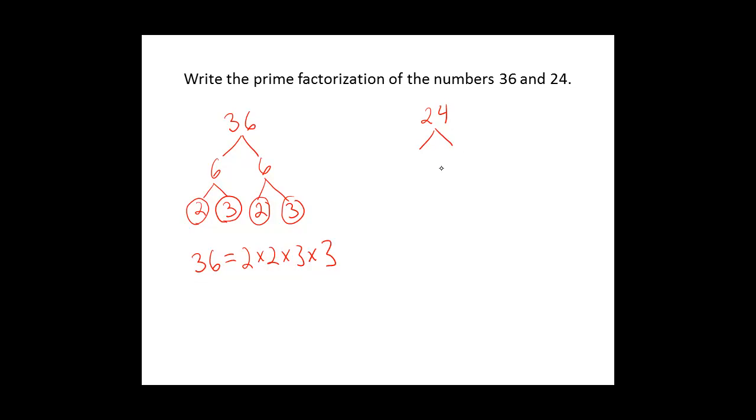What two numbers multiply to give us 24? We can do this many ways, but let's do 3 and 8. 3 is a prime number, so we can circle it. We can break 8 into 2 times 4. 2 is a prime number, so we'll circle that, and break the 4 into 2 times 2. And 2 is prime, so we circle the 2's, and we circle the 3. So the prime factorization of 24 is equal to 2 times 2 times 2 times 3.